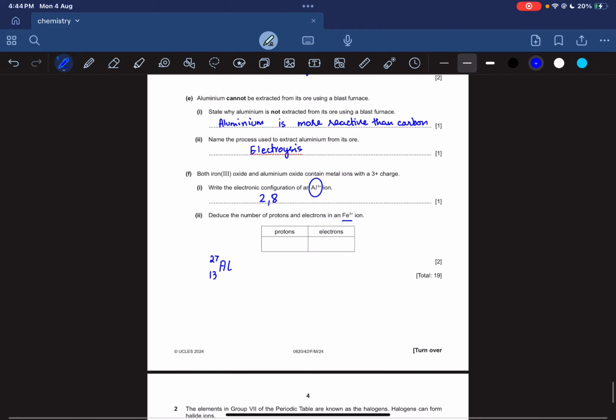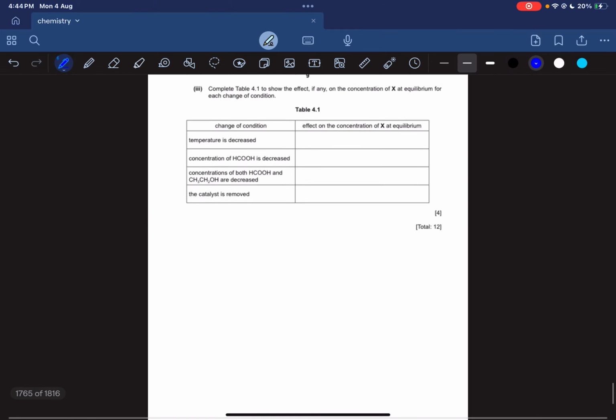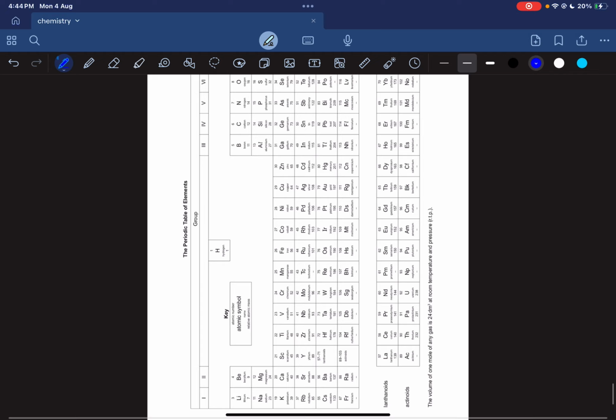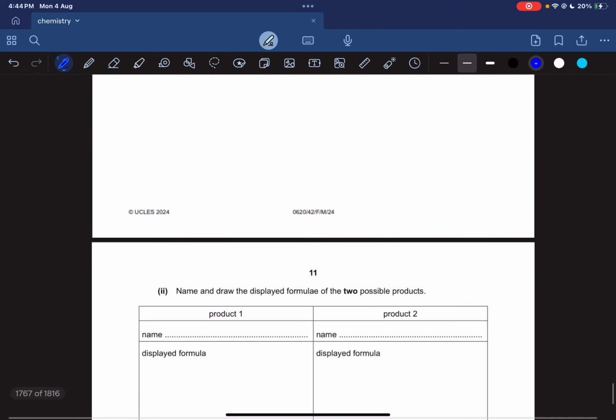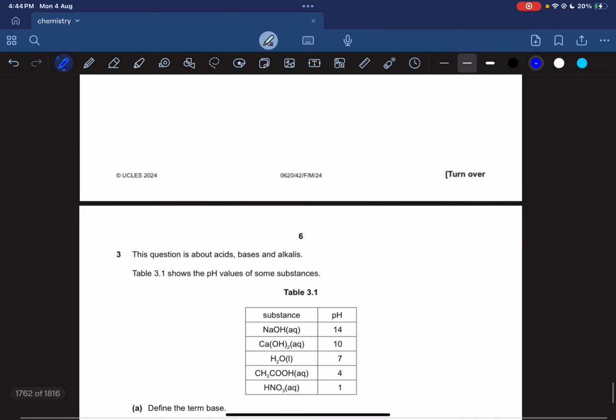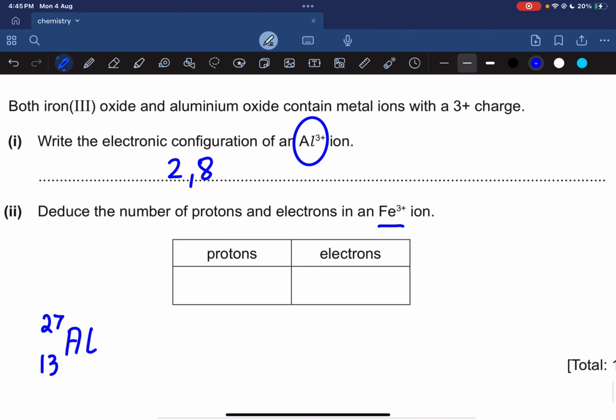We're going to go to the periodic table and check the proton number of iron. Where is iron? Iron is 26, and iron 3+ means it has lost 3 electrons. It had 26 electrons and has lost 3, so now it has 23, because 26 minus 3 gives me 23. So protons are going to be 26, they remain the same, and electrons are going to be 23, 3 less than the protons.